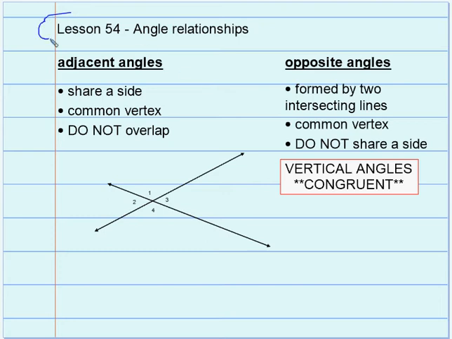Hi class, this is course 3, lesson 54, angle relationships. Okay, so some vocabulary for you: adjacent angles and opposite angles.